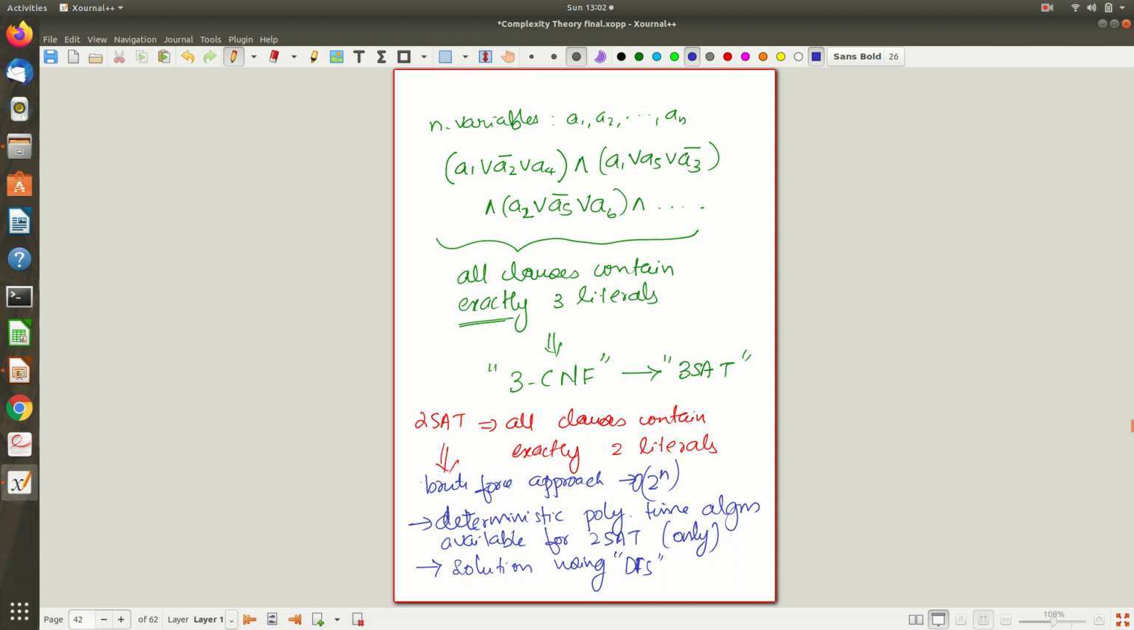And you know the running time of DFS is order of m plus n, right? In this background, you convert the expression into a graph, where the number of variables might correspond to the vertices of the graph, something like this. Anyway, it is polynomial, right? But for 3 SAT and above there is no polynomial solution available. So 3 SAT belongs to class NP only, but 2 SAT belongs to class P. So this is something interesting.